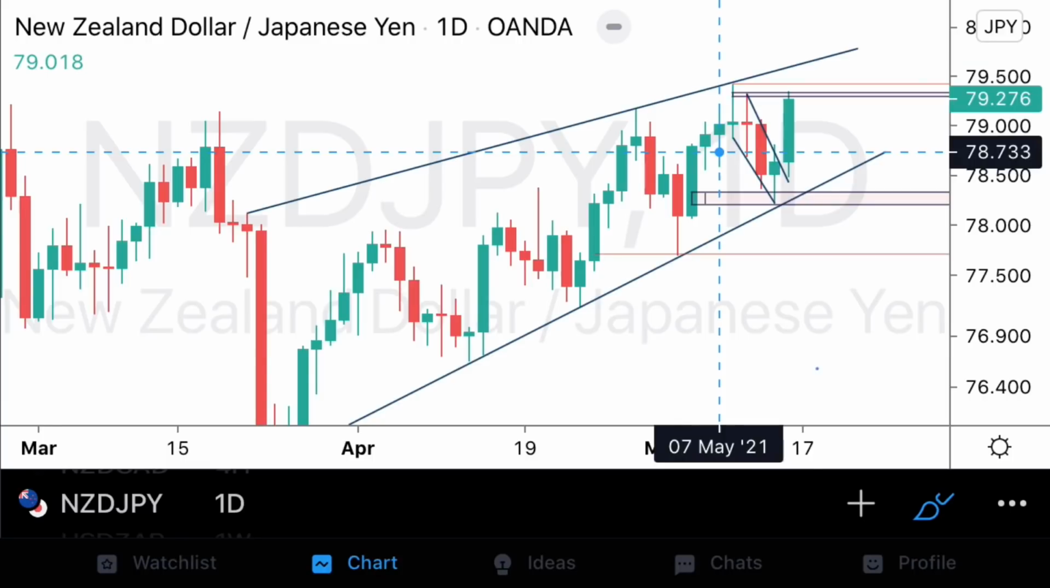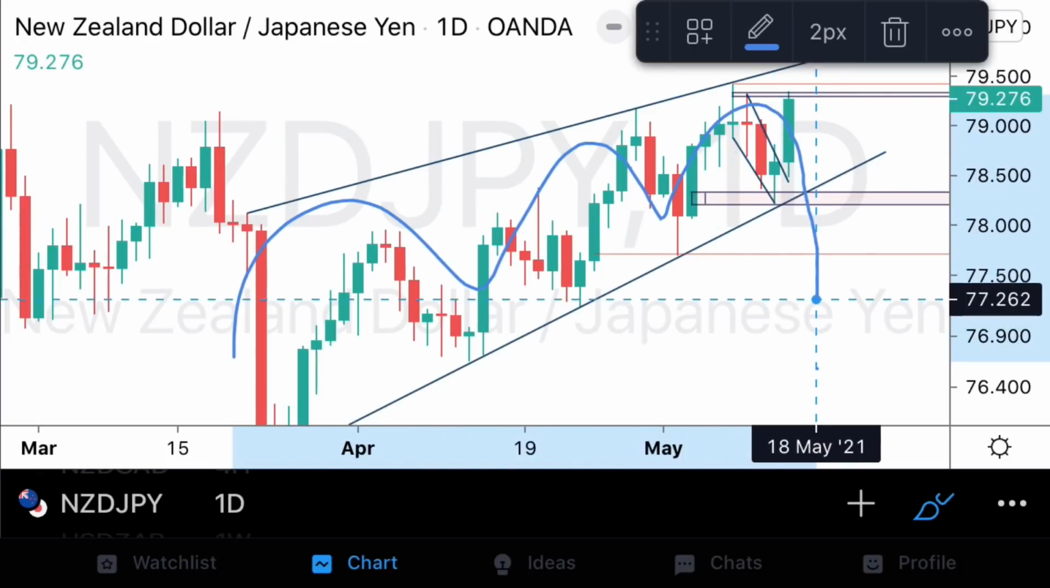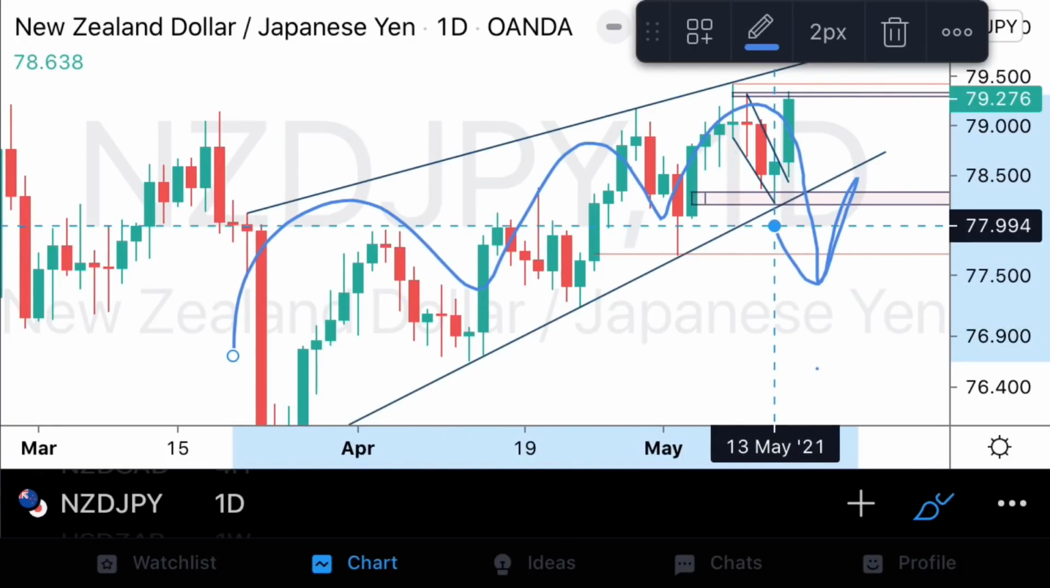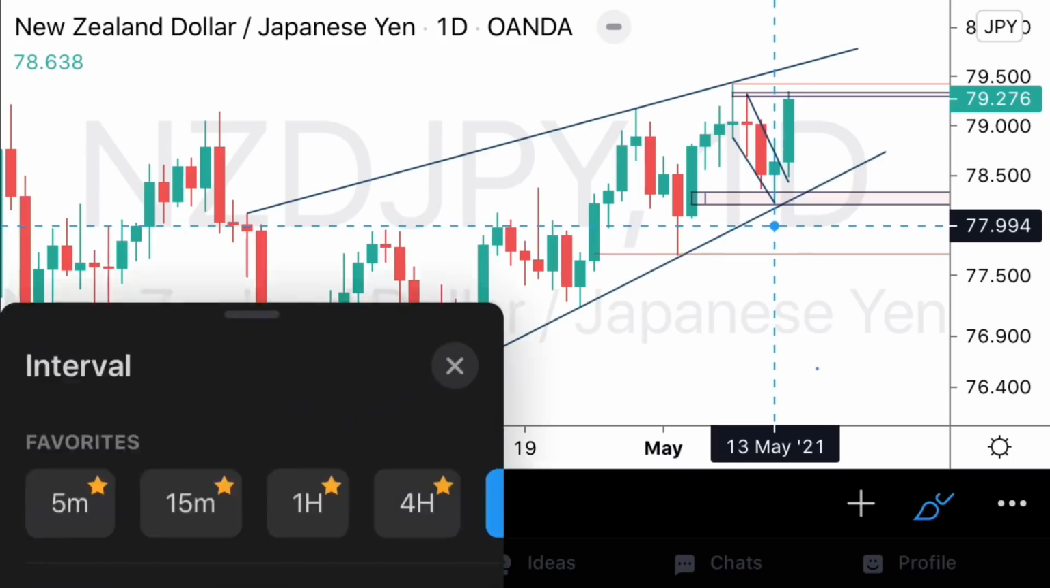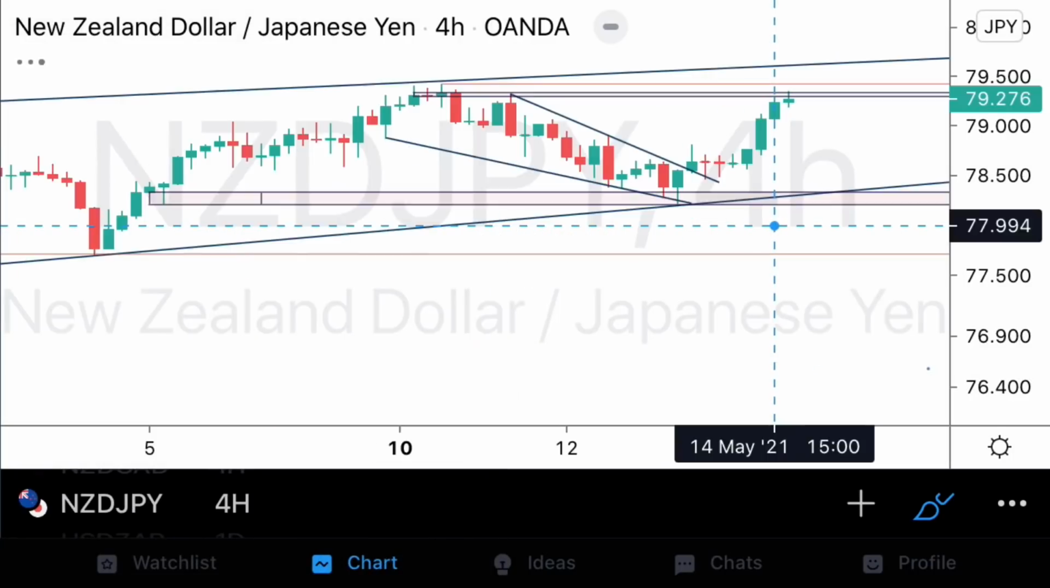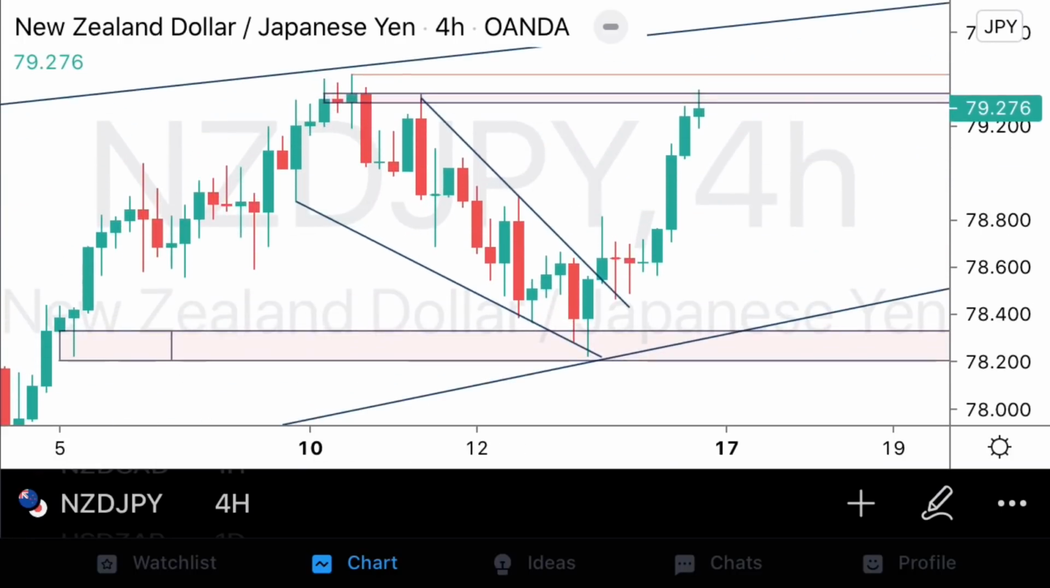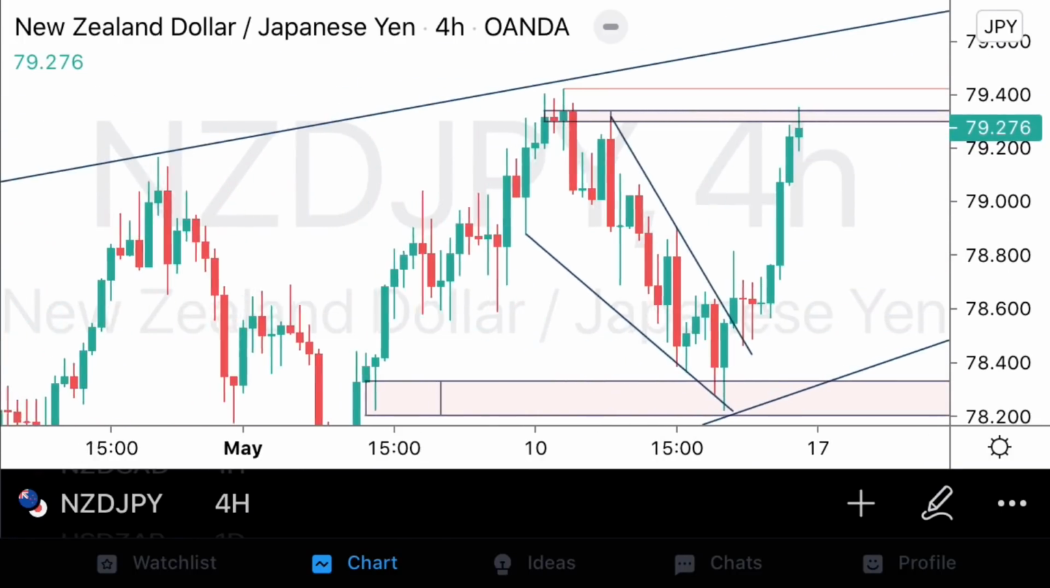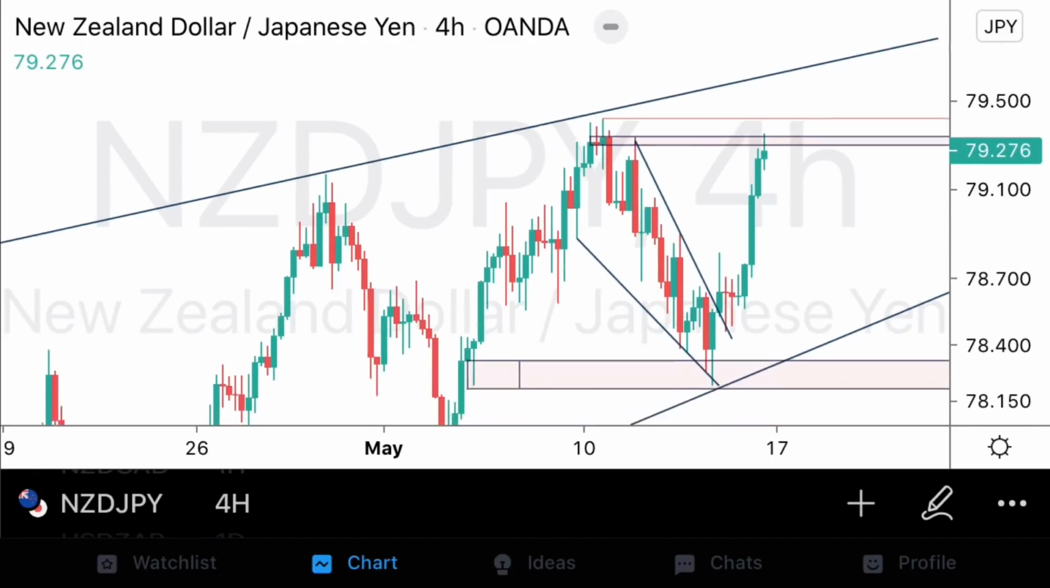Now, what am I looking for on NZDJPY? So we spoke about this ascending structure. We know that ascending structures normally break to the downside. So going down on our H4, we'll have a little bit more context as to what's been happening on NZDJPY. We do see that impulsive move back to resistance.